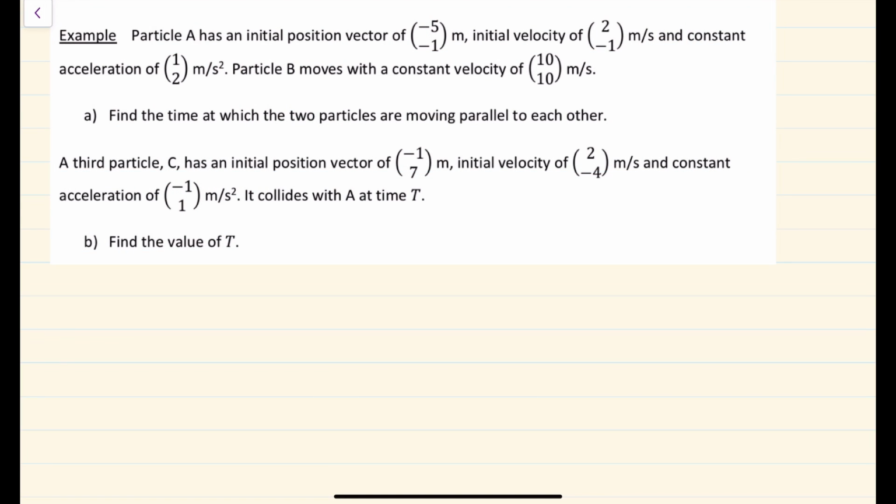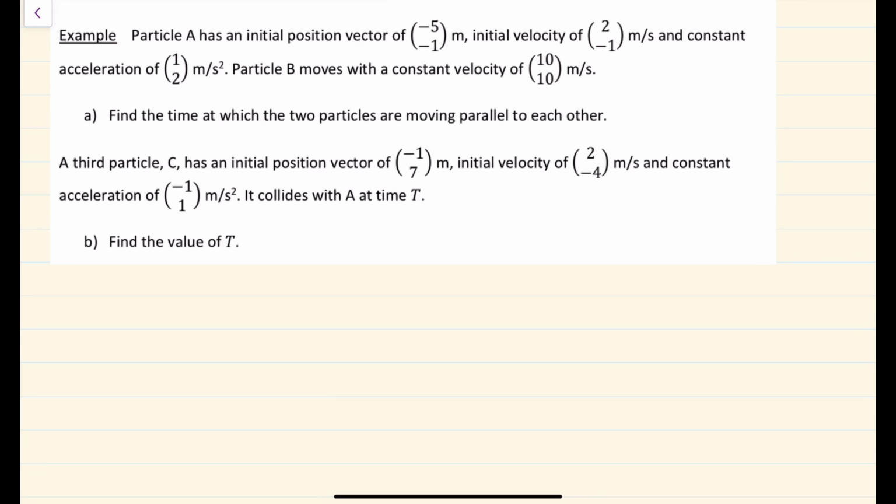This example says a particle A has an initial position vector of minus 5, minus 1 meters, initial velocity of 2, minus 1 meters per second, and a constant acceleration of 2 meters per second squared. Particle B moves with constant velocity of 10 meters per second. Find the time at which the two particles are moving parallel.